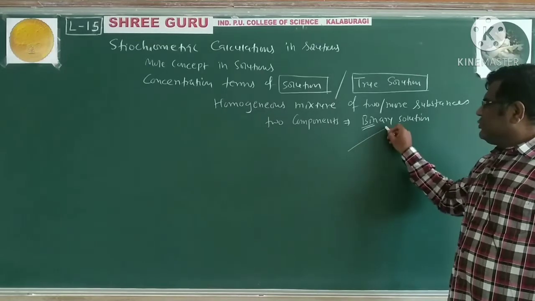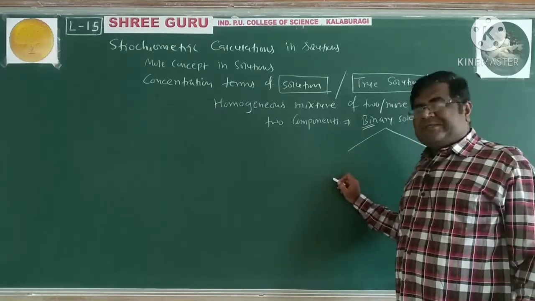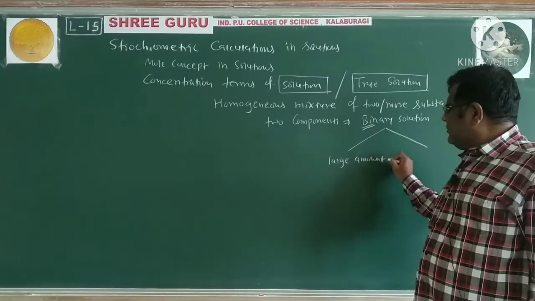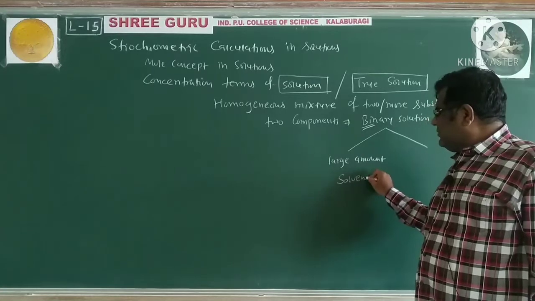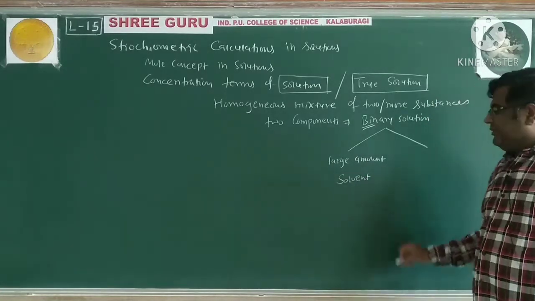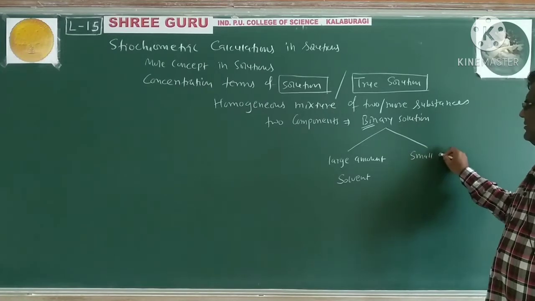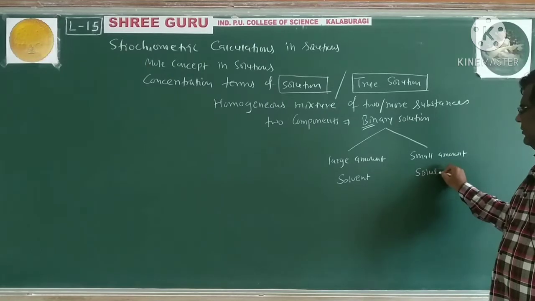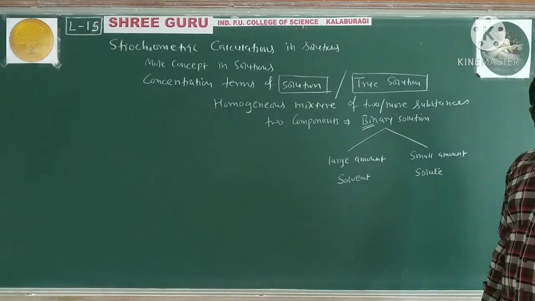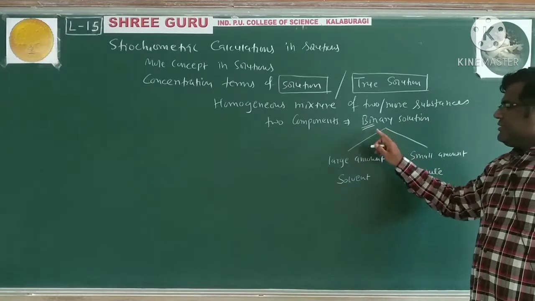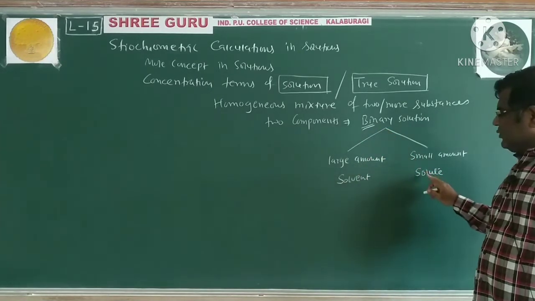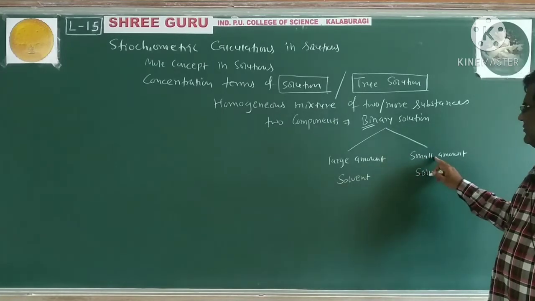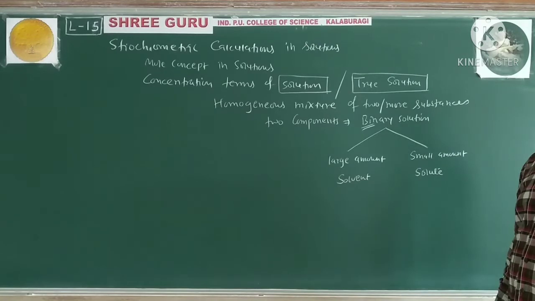And in this binary solution, the component present in large amount is called the solvent, and the component present in small amount is called the solute. So a binary solution has two components, solute and solvent. Solvent is present in large amount and solute is present in small amount.